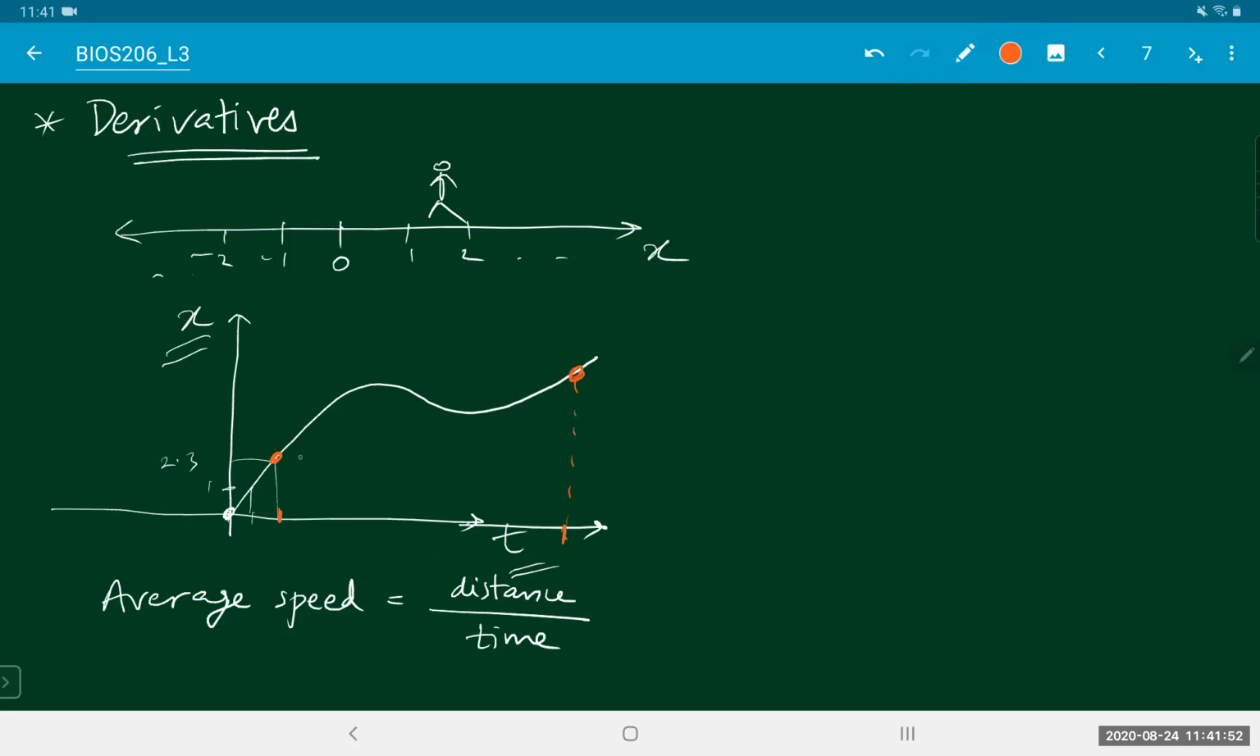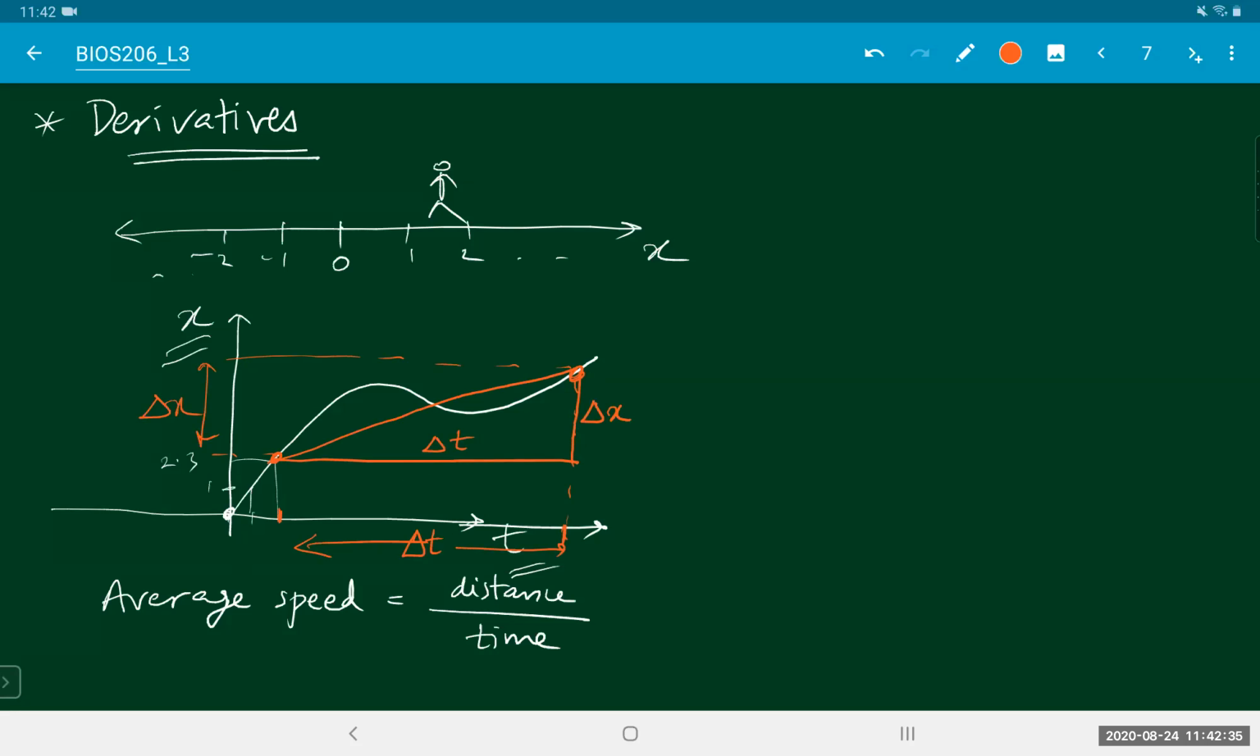So how much distance did they travel? They traveled a total of this much distance in this much time. Well, delta x, the difference between these two, and delta t, which is the difference between these two times. You can think of it as having drawn a triangle over here. This side of the triangle is delta x. This side of the triangle is delta t. So delta x divided by delta t gives you the average speed with which this person is moving.